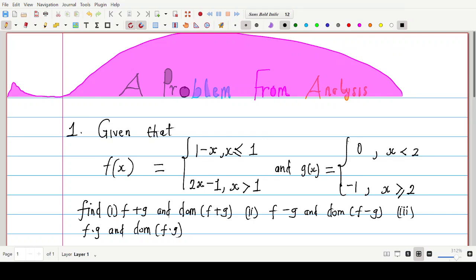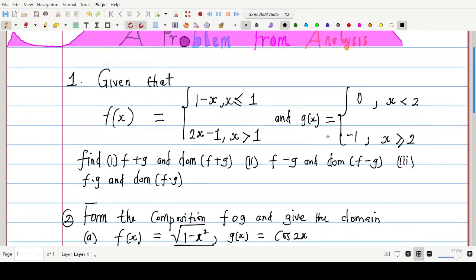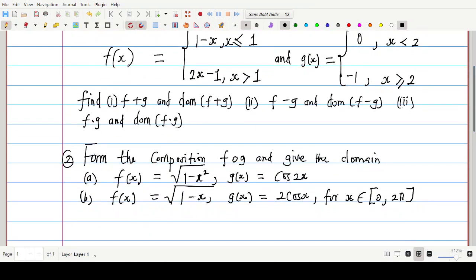So we are required to find the sum of the functions f plus g and the domain of that sum, also the difference f minus g and the domain of the difference. And lastly, we are required to find the product of the functions and the domain of the product. That is the first part of the question. Then number 2, we are required to form the composition f composed with g, or you simply read f circle g, and we are to give the domain of the composition so formed. All right, so let's look at the first part of the problem.